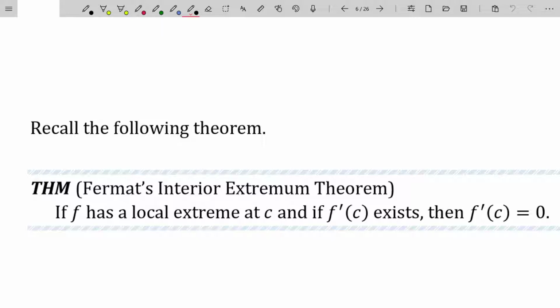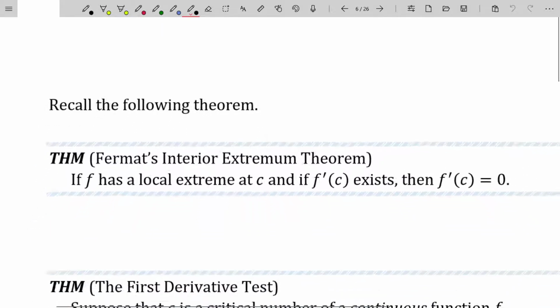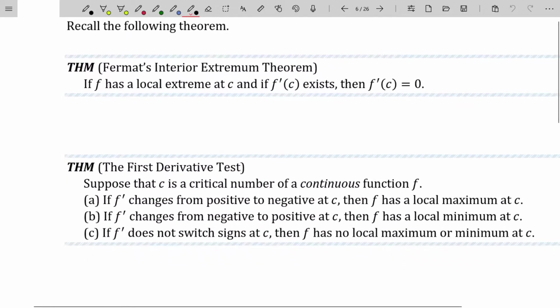The converse of that is not true. In other words, if you have a derivative being zero, it does not mean you have a local extreme. But the way it's written here is true: if you have a local extreme and the derivative exists, then the derivative at that extreme must be zero. That being said, that grows into the first derivative test.